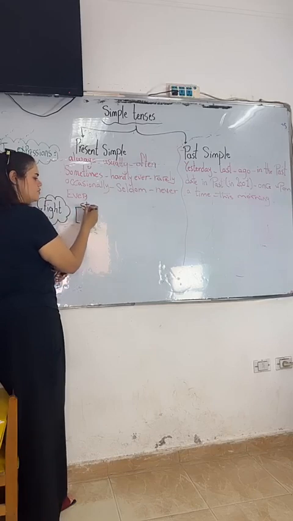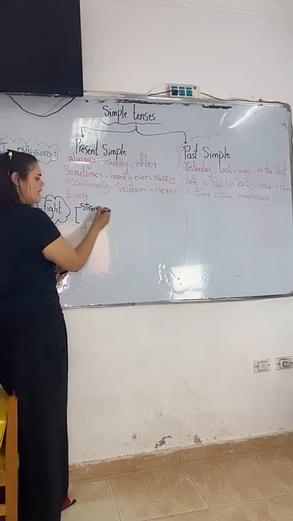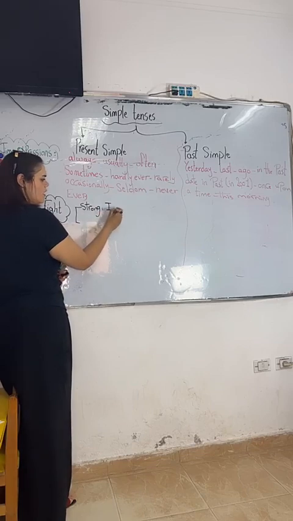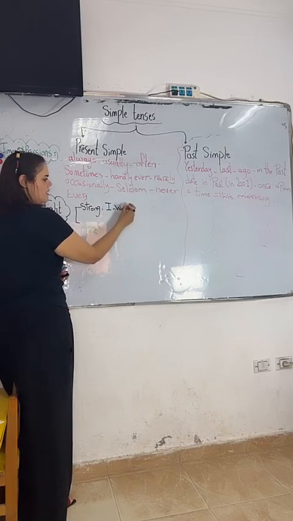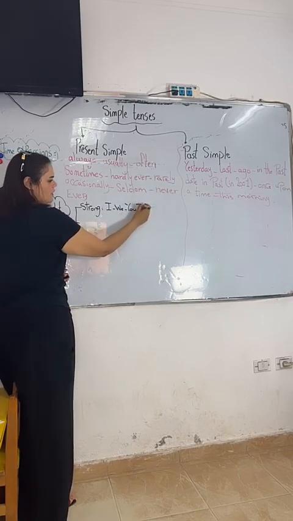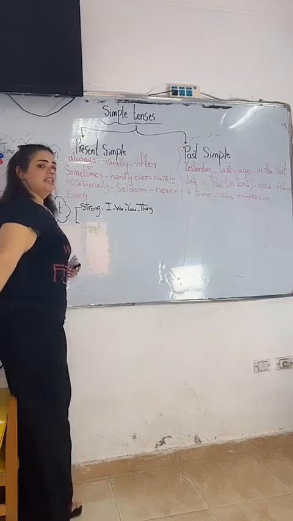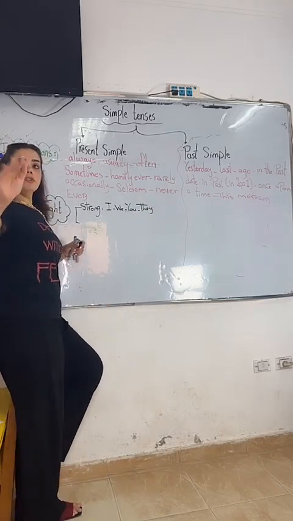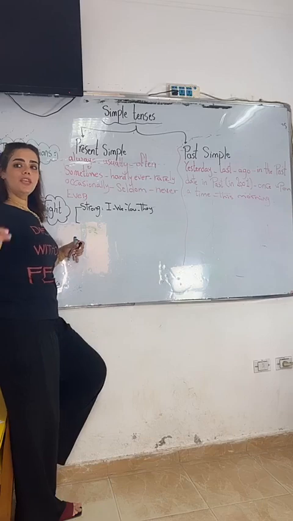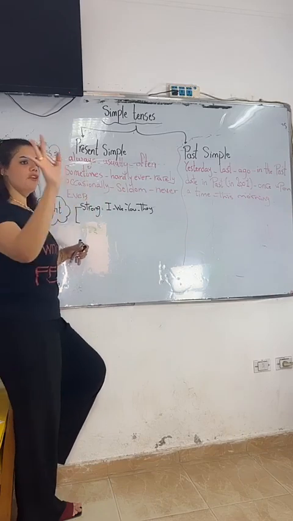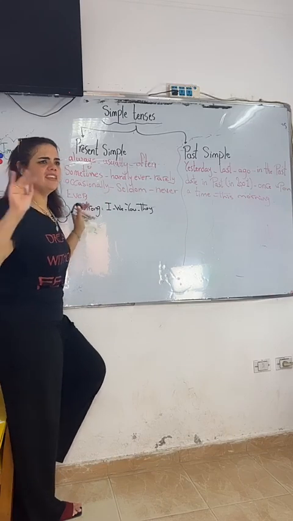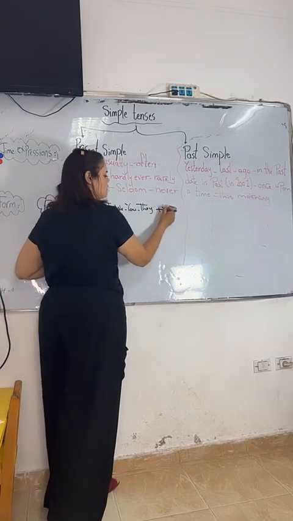One group is very strong. Who are the strong ones? I, we, you, they. Do they need any helping? No. So with I, we, you, they, we just use the verb in the infinitive, without any ending, just the verb.